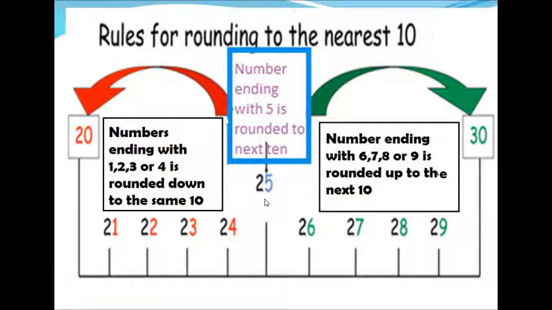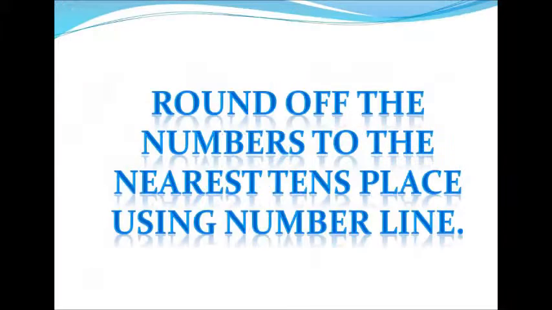Now, what about the midway number? If you remember our previous slide, there we have clearly told you that the number which is on the halfway, that is the center of the number line, is always rounded to the next 10. So 25 will be rounded to the next 10 as 30. These rules, children, you should remember very nicely to do the rest of the questions.